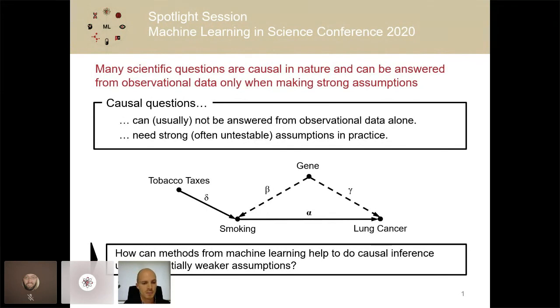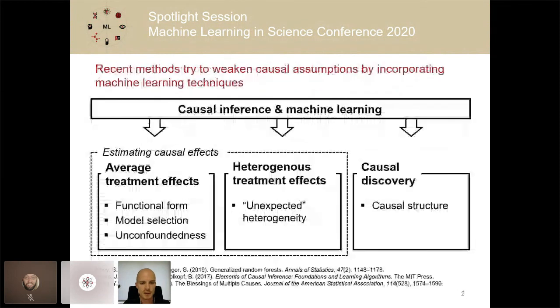Having that goal in mind, several frameworks have recently been developed that combine methods from machine learning and causal inference. So this is the question we want to answer: how can methods from machine learning help to do causal inference under potentially weaker assumptions? On the next slide, I will give an overview of the proposed frameworks. They can be divided into 3 categories, where the first 2 are about estimating different kinds of causal effects, and the third one is about discovering causal structure.